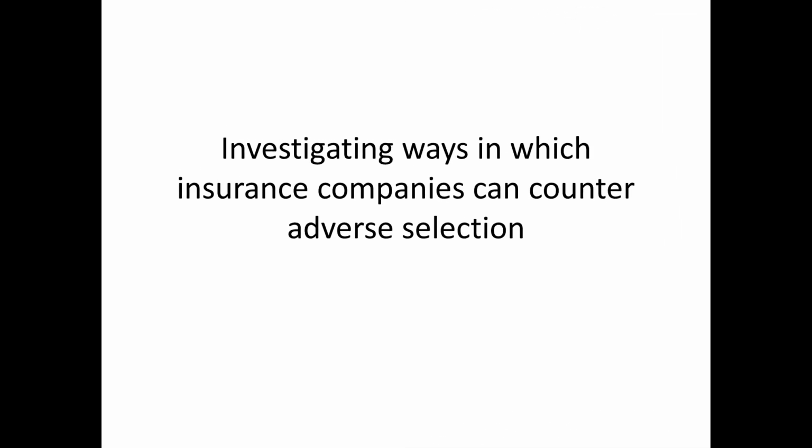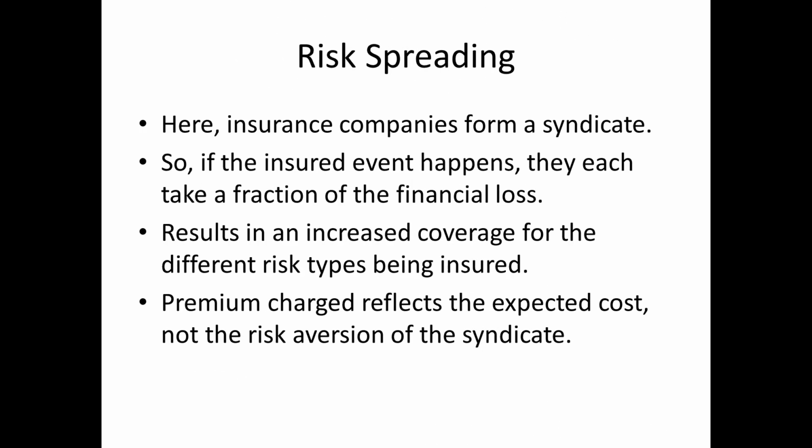In this part, I'm going to talk about how insurance companies can try and stop adverse selection. One way is through risk spreading, where insurance companies form a syndicate. So this means that if the event that's being insured does take place, they only take a fraction of the financial loss. They're not responsible for all of it. This results in lower prices and therefore a greater coverage for students, whether they're risk averse or maybe more risky than average. The key point is that the premium charged reflects the expected cost and not the risk aversion of the syndicate, and that the insured pay an actuarially fair price for the insurance.